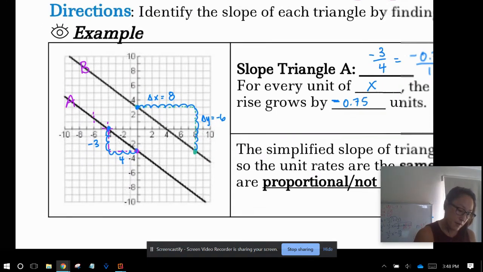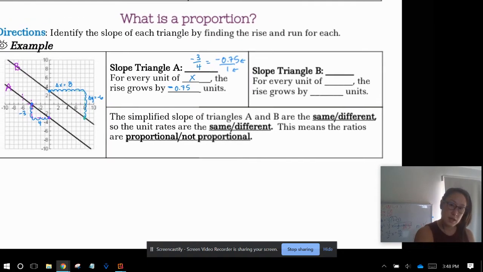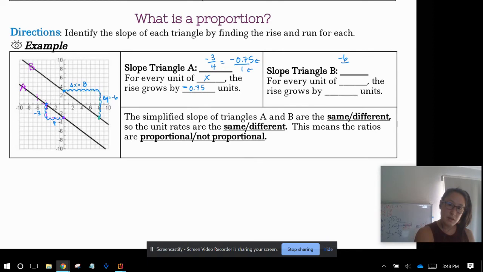Let's go ahead and write in our information. So the rise is negative 6. The run is 8. We'll get the decimal equivalent, which when I divide in my calculator, I get negative 0.75. So for every unit of x, which is technically over 1, I grow by negative 0.75. Actually, I'm going down, so I'm shrinking by 0.75.